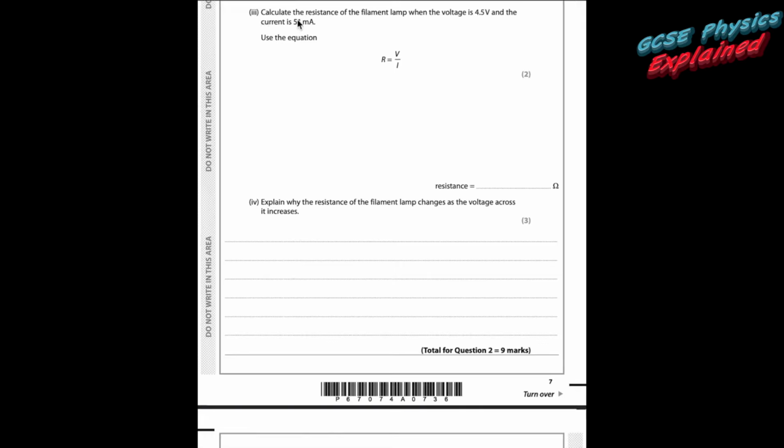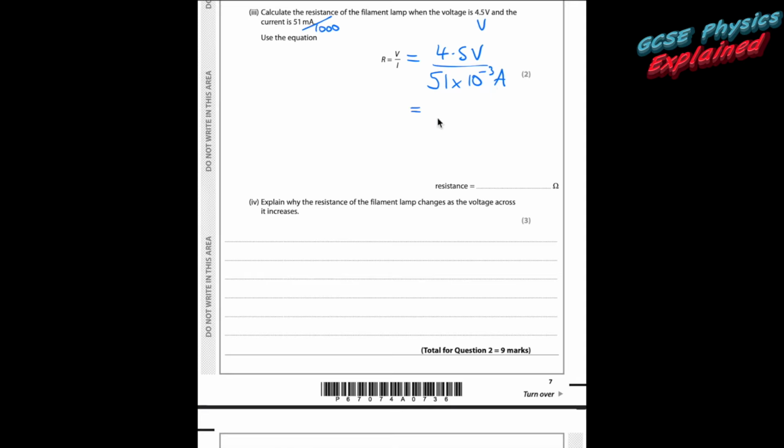Part 3. Calculate the resistance of the filament lamp when the voltage is 4.5 volts and the current is 51 milliamps. Use the equation. We don't even need to rearrange it. So the voltage was 4.5 and the current is 51 milliamps. So stick a times 10 to the minus 3 on the end to turn it into amps, because there is 1,000 milliamps in an amp.